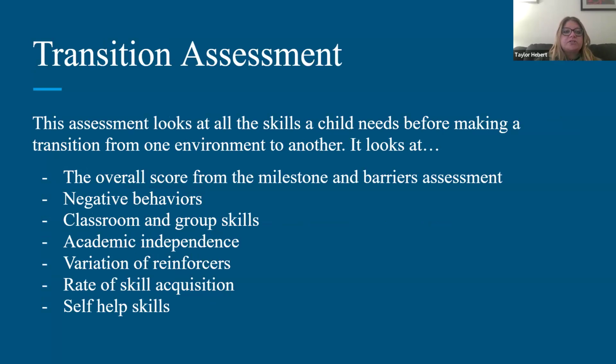And the last one is the transition assessment. This looks at all of the skills a child needs before making a transition from one environment to another. It looks at the overall score from their milestone and barriers assessment, and then also looks at their negative behaviors, their classroom and group skills, their academic independence, their variation of reinforcers, and rate of skill acquisition and self-help skills.